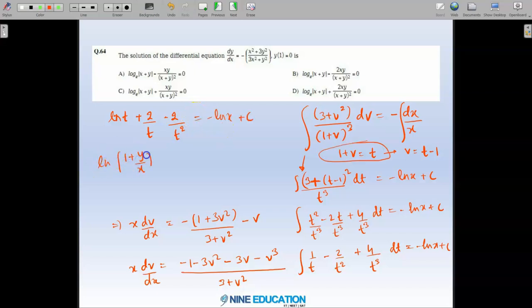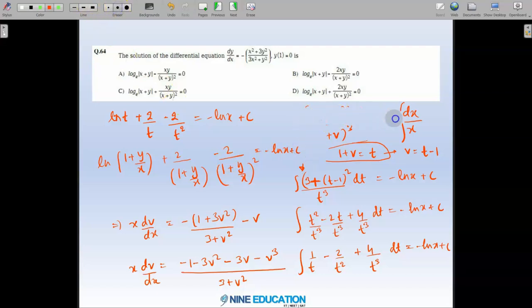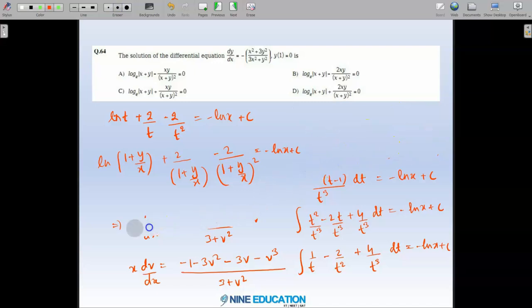So at a time I can write ln (1 plus y by x) plus 2 divided by (1 plus y by x) minus 2 divided by (1 plus y by x) whole square equal to minus ln x plus some constant c. Till here we have found. Now let's observe how to rearrange and get the final answer.